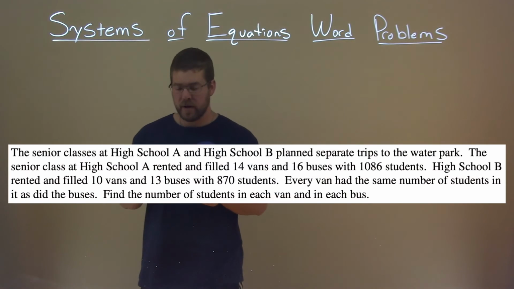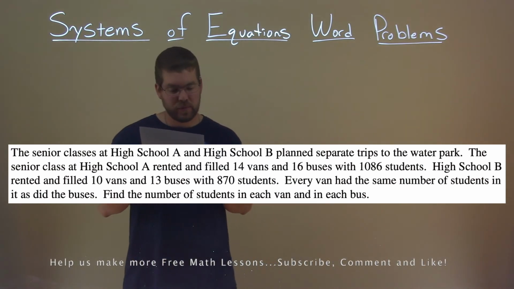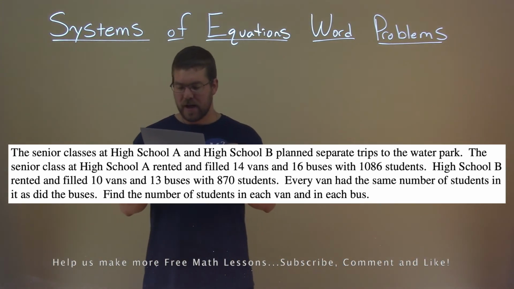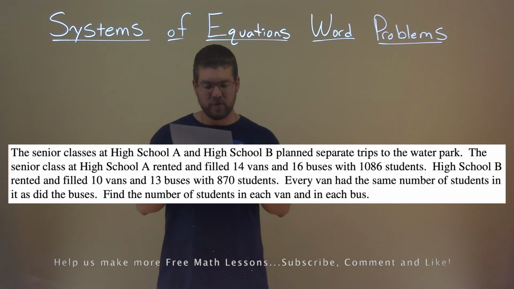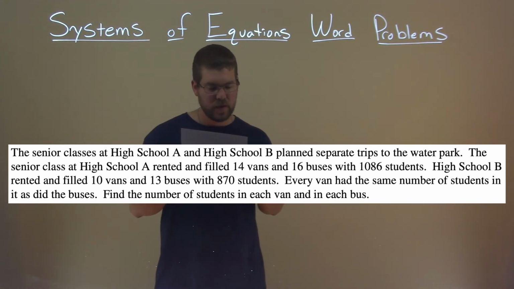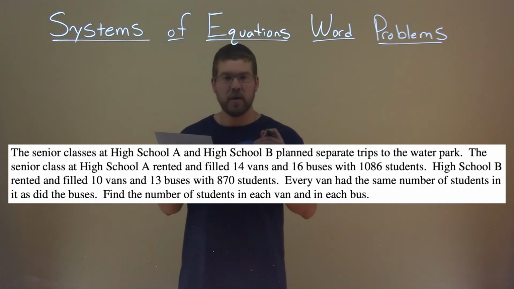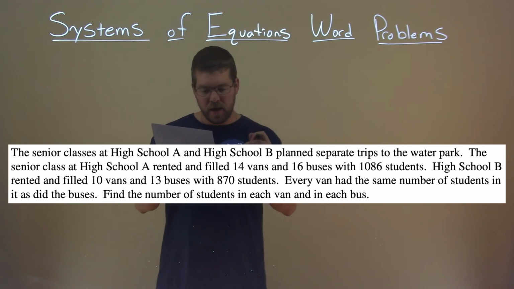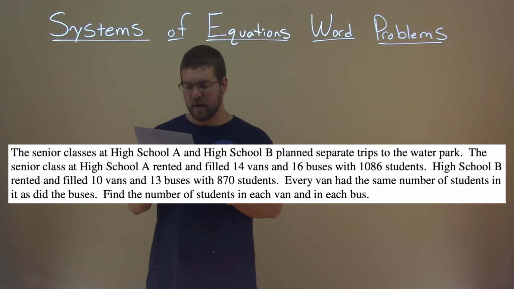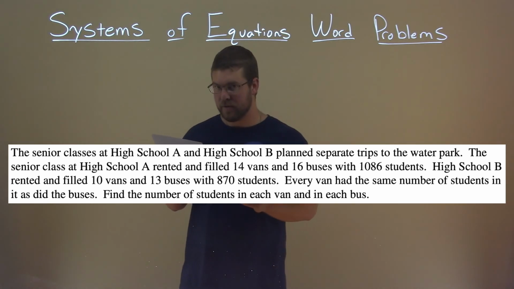We're given this problem right here. The senior classes at High School A and High School B planned separate trips to the water park. The senior class at high school A rented and filled 14 vans and 16 buses with 1,086 students. High school B rented and filled 10 vans and 13 buses with 870 students. Every van had the same number of students in it as did the buses. Find the number of students in each van and in each bus.